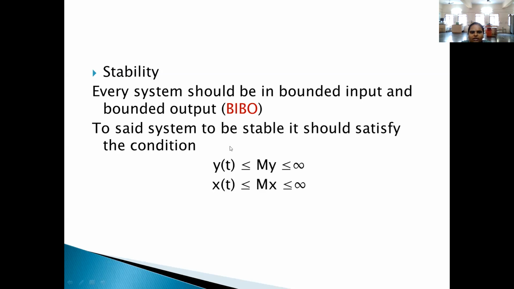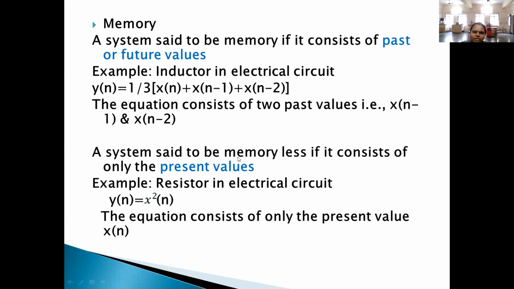When I say a system is stable, it should satisfy the condition that the output y of t should be less than or equal to M_y, the value you fix, which should be within a limit, less than infinity. The magnitude of the input x of t should also be bounded within a limit. That is about stability.